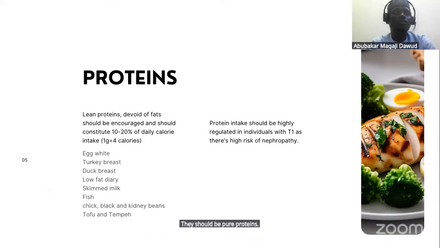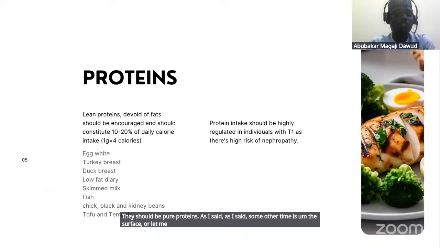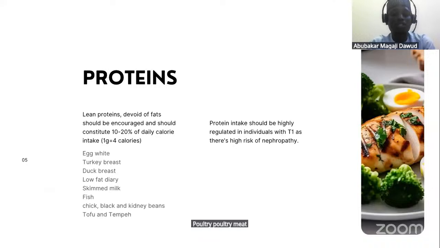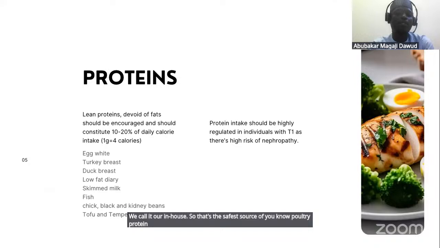As I said some other time, the best poultry meat for diabetic patients is duck, D-U-C-K. We call it agwagwa in Hausa. So that's the safest source of poultry protein for diabetic patients, not this poultry, fowl, these chickens. And the second best is, of course, turkey.